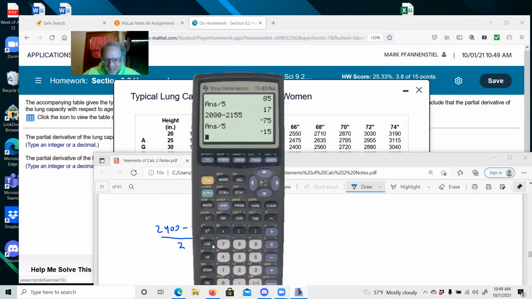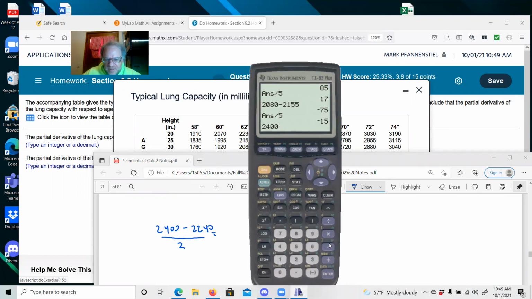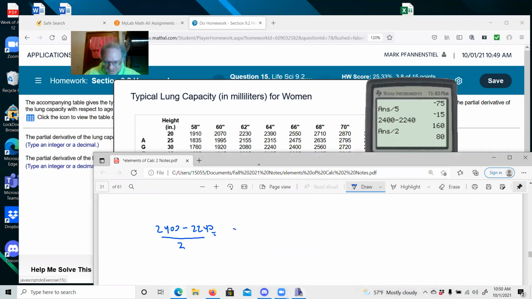So let's go ahead and look at that. 2400 minus 2240 divided by 2. Okay, 80 milliliters. All right, 24 to 22. So we gain 80 milliliters of lung capacity per inch in height. Okay, so we're gaining 80 milliliters per inch.